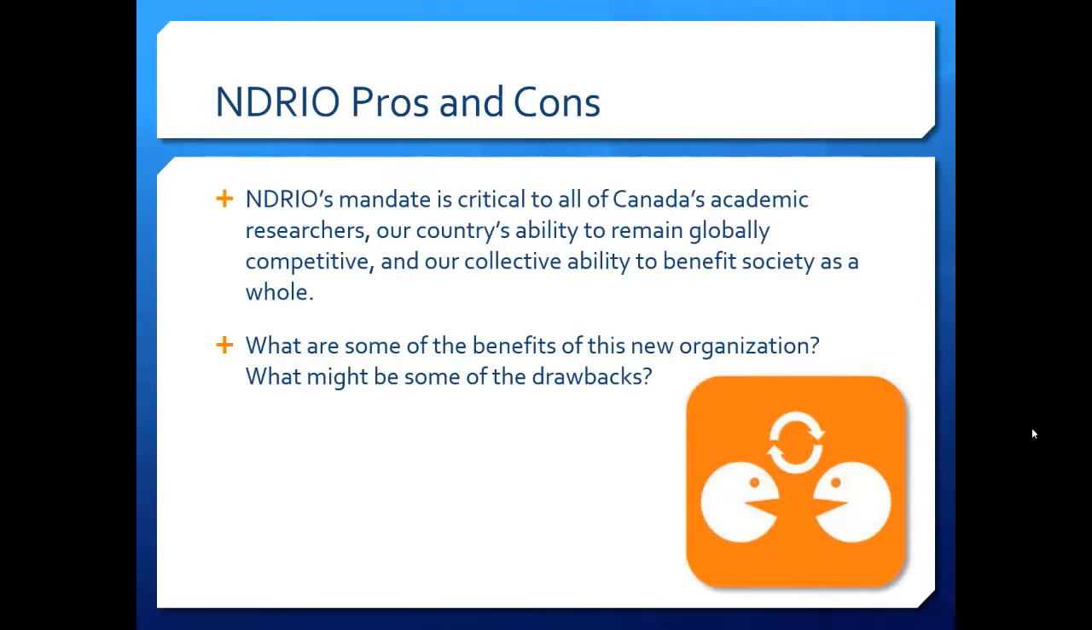So the next slide is titled Pros. So although there are lots of disruptive possibilities that are associated with the new organization, I think that by and large, there are many, many advantages to the existence of this new organization. So starting with the first pro, Canadian researchers will have the tools they need to conduct leading edge research. That's a big part of NDRIO, is offering the kind of analytic tools required to make the best use of data.